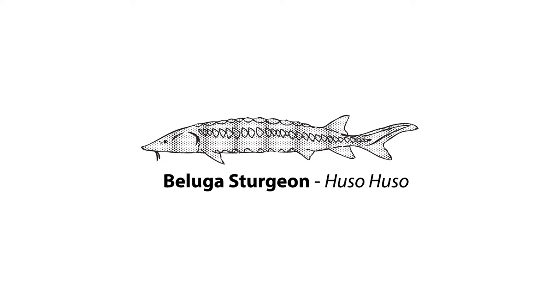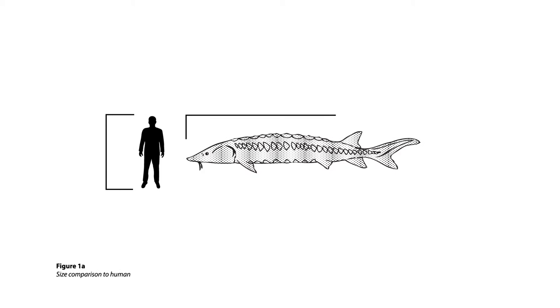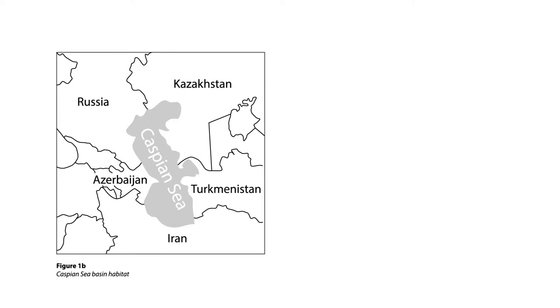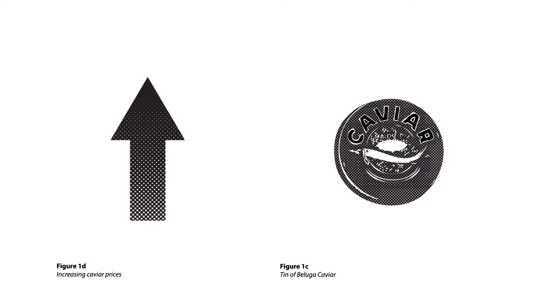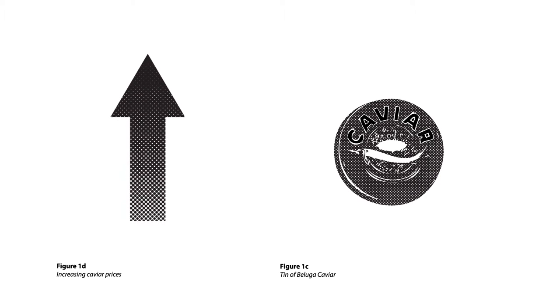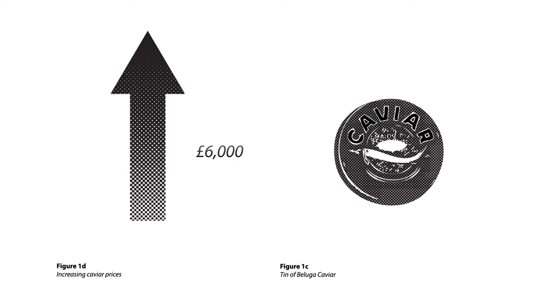The beluga sturgeon is the world's largest freshwater fish and makes its home in the Caspian Sea basin. The roe of this particular sturgeon creates the most valuable caviar in the world, which has led to it becoming heavily overfished. The caviar extraction process calls for the fish to be killed, preventing it from reproducing and ensuring future stock of caviar. As their numbers decrease, the price of their caviar goes up, currently exceeding £6,000 per kilogram.